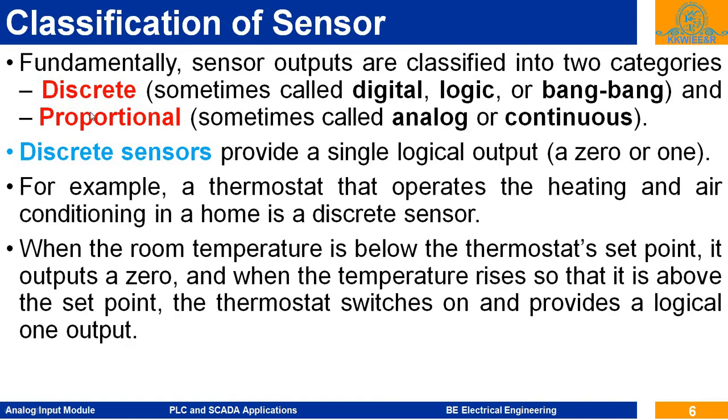The classification of sensors: they are classified as discrete and proportional. These are the two types of sensors. Based on the output of the sensor, they are classified as discrete or proportional. The discrete one is also called digital, logic, or bandwidth, and proportional is also called analog or continuous.